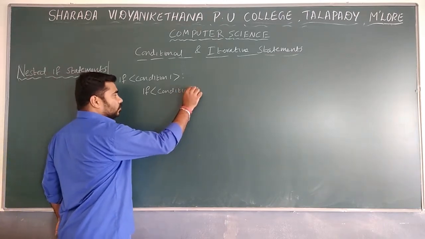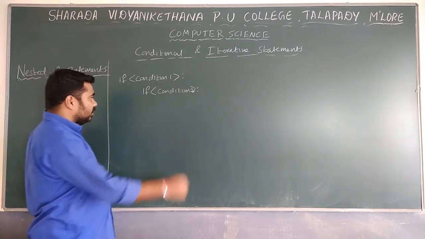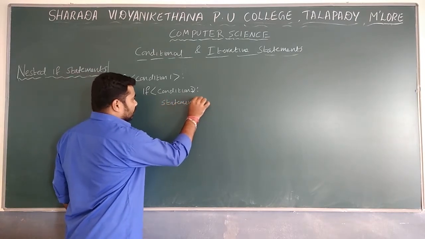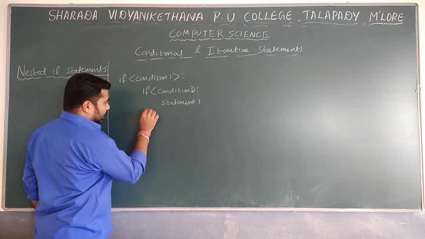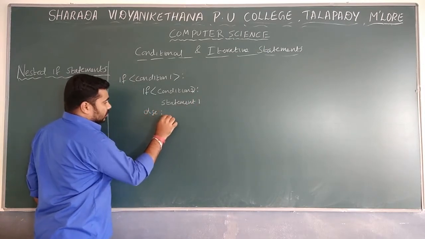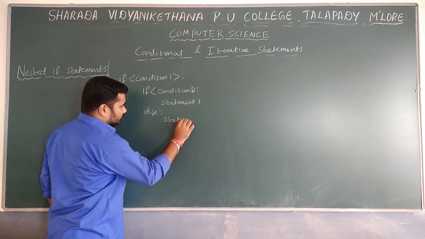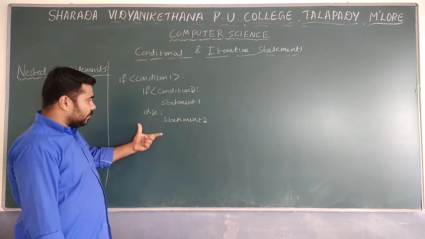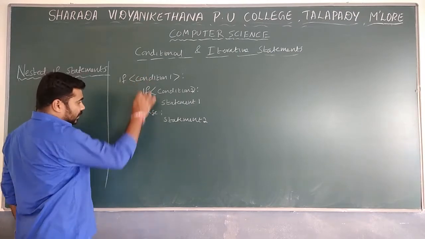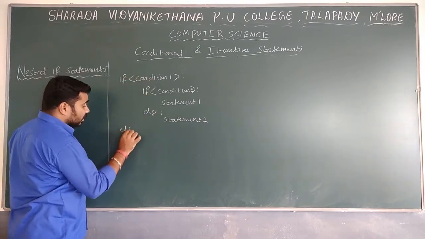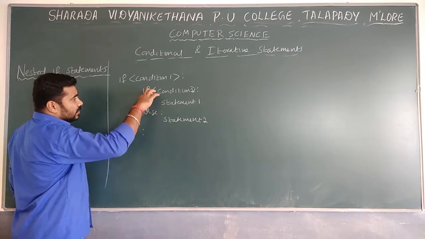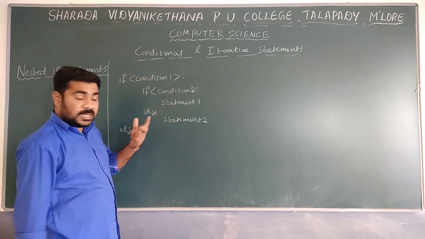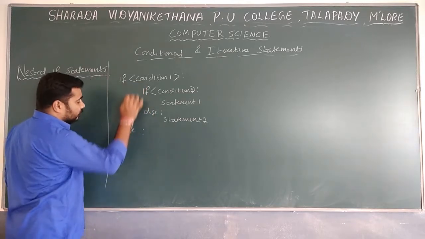So condition 2, for example. Then statement 1 is going to execute. Else, statement 2 is going to execute. So this happens here. After that, this if part is okay. Next, the else part for this one. See the indentation here: this indentation for this if, this indentation for the second if. So that is the indentation. Then else, this is for the first if.